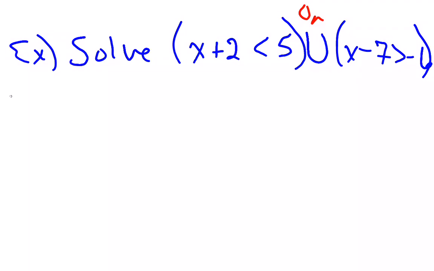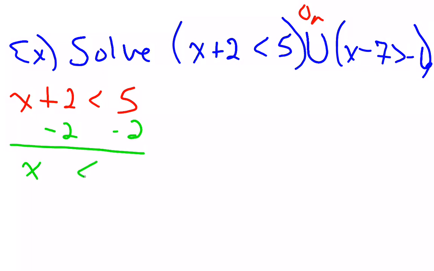So we want to solve these individually. So we have x plus 2 is less than 5. We want to get x by itself. So in this case, we need to subtract the 2 from both sides. X is less than 3.